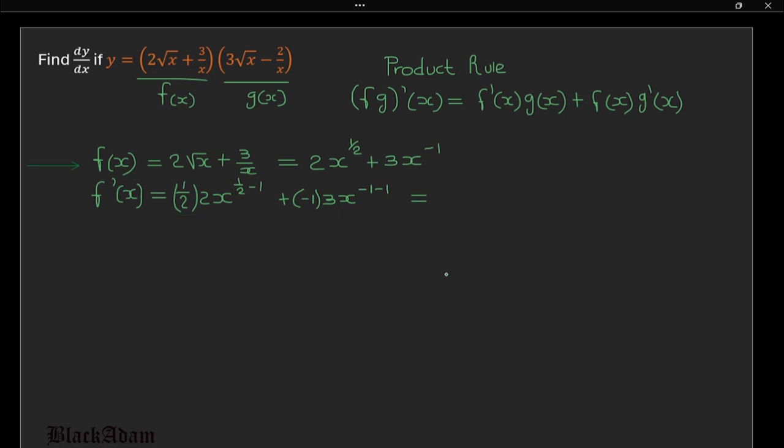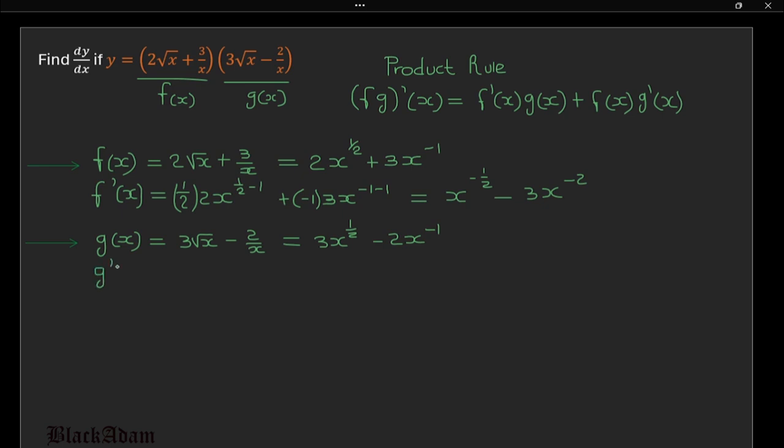So simplification, half of 2 is 1, and 1 times x is x to the power negative half. And then simplify this, that term is negative 3x to the power negative 2. And again, g of x is going to be the second part of the bracket, 3 root x minus 2 over x, which is 3x to the power half minus 2x to the power negative 1.